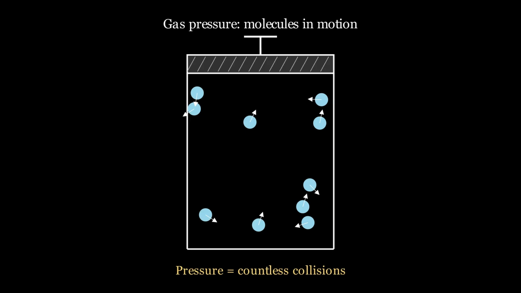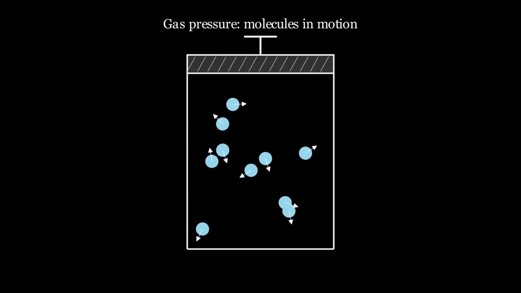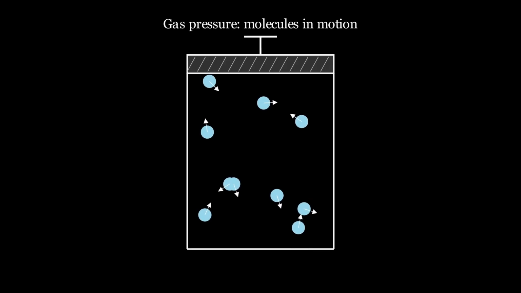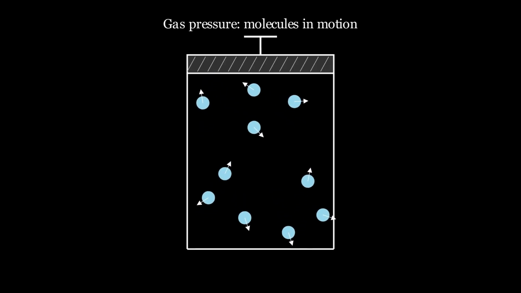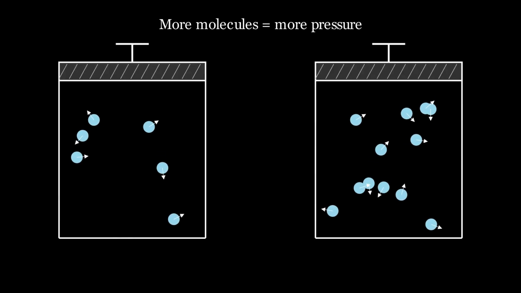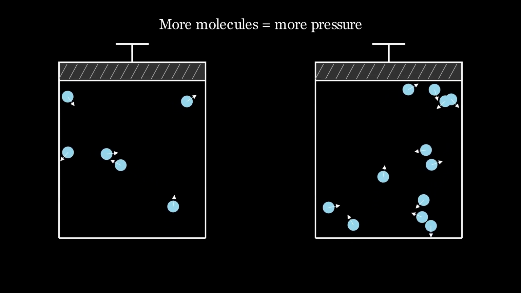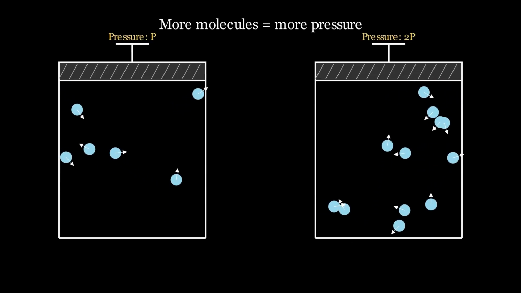Here's a container of gas sealed by a piston. The exact shape of the molecules doesn't matter much here, so we'll simplify them as little circles with arrows showing their motion. These molecules are moving in every direction, constantly, and a huge number of them are slamming into the piston at any given moment. All of those collisions together are what push against the piston. That combined push is the gas's pressure. Now, let's put twice as many molecules as before, keeping them at the same average speed, meaning the same temperature. This doubles the number of collisions, and so doubles the pressure. So we can deduce that pressure is proportional to density.